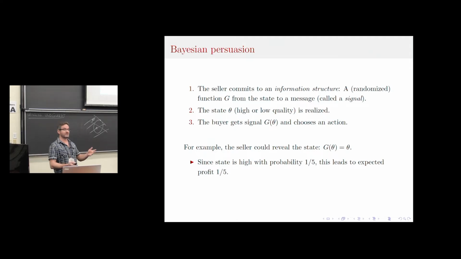So a simple example: the seller could commit to a truthful revealing signal, g of theta equal to theta. In this case, what's going to happen? Well, with probability 1/5, the state is high. The buyer gets the corresponding message, makes a purchase, and otherwise it's low, and he doesn't make a purchase. The seller's utility is 1/5. Okay, can she do better?